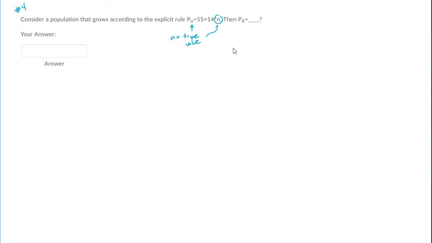Which means that I can compute P4 directly. I don't need to generate the previous values. I could if I wanted to, but I don't have to. I can just say, P4 is 55 plus 14 times the n value. The n value for P4 is 4. And I'm done. Just work that out. You get, I think, 111 in this case. So this one's really easy.